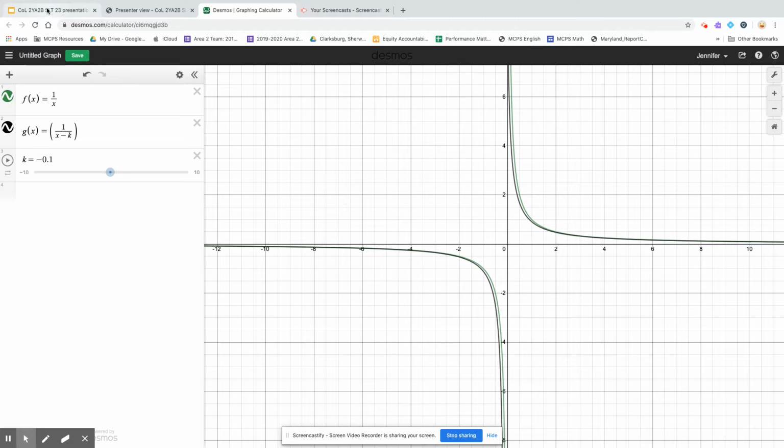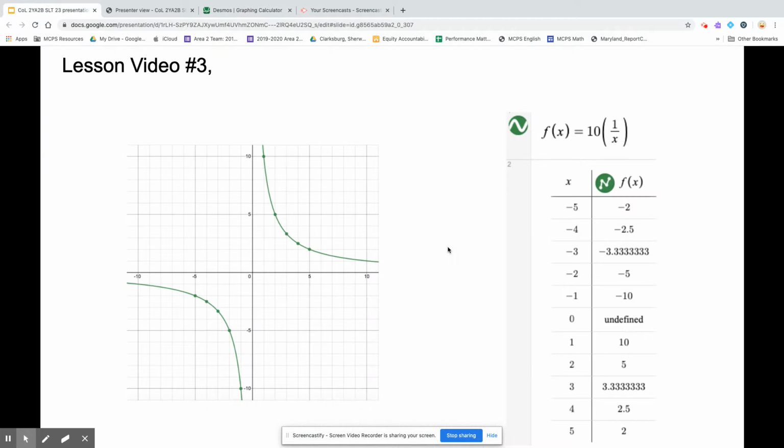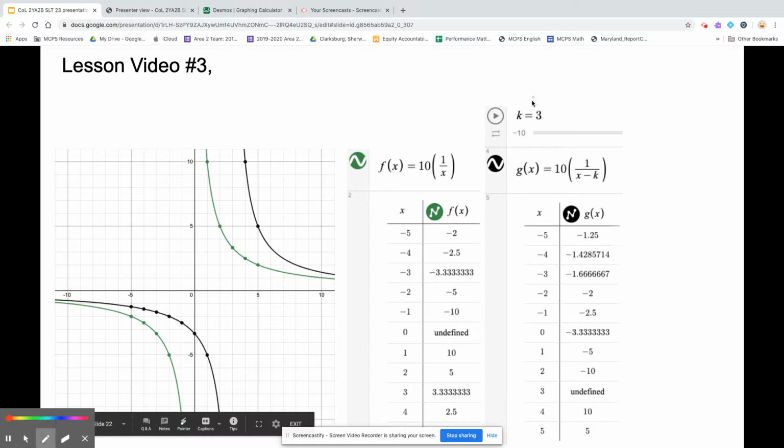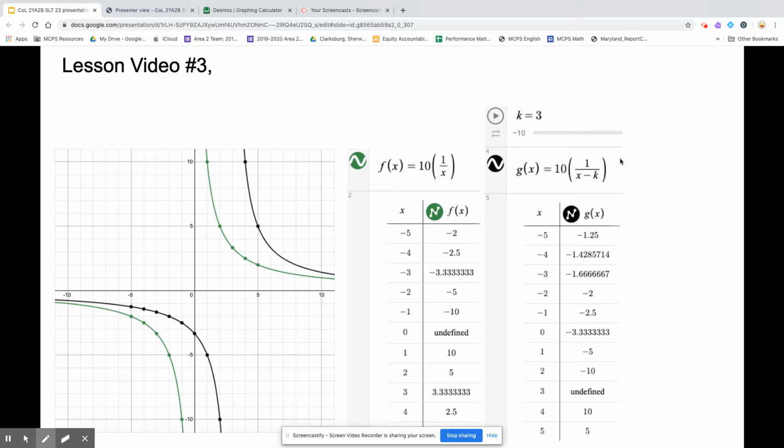Let's take a closer look at this. Here I'm starting with f of x equals 10 times 1 divided by x. Here is my graph, and here is my table of values. In this one, I have decided that k is equal to 3. So let's look at my function. 10, I'm substituting in this 3 right here for k, times 1 over x minus 3.